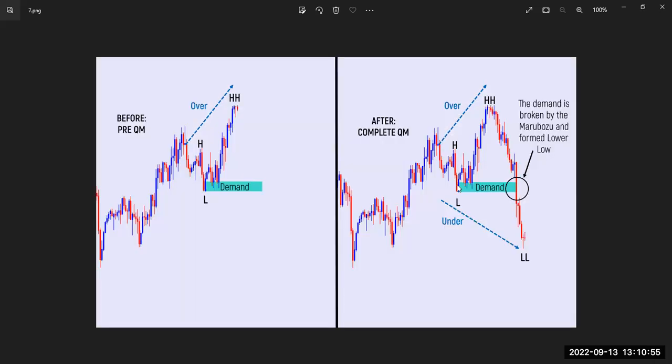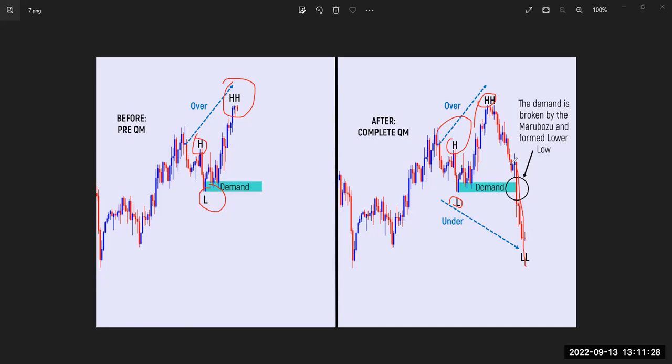So this is an example of what I'm saying. Are you seeing? This is a typical example of the formation of a Quasimodo. You see, we have a high here, we have a low, then we have a high, we have a low here, we have a high, and we have a higher high. Then after a complete setup of Quasimodo, we have a high, we have a low, then we have a higher high. Are you seeing it? We have a higher high. Then boom, we break it down, we have a lower low. This is a complete QM.